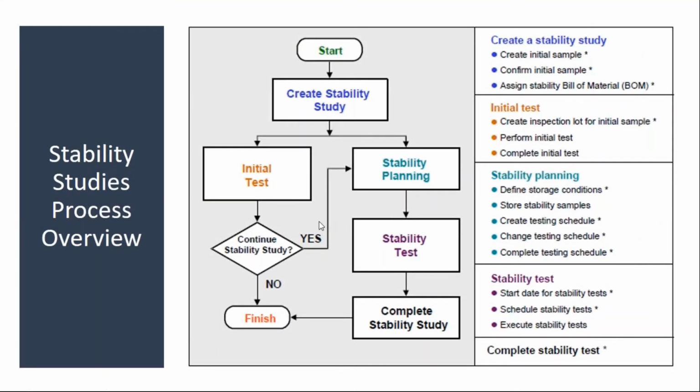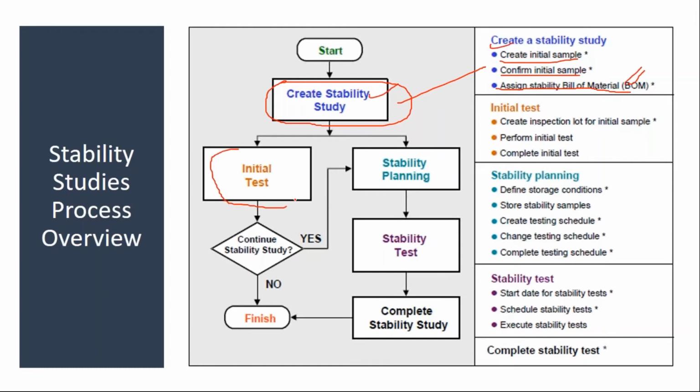So this is the process basically. In the system, first we need to create the stability study. This is done through a quality notification. In the create stability study phase, you create the initial sample, you confirm the initial sample. If required, you assign a stability bill of material. This is optional, not mandatory. So in this phase, you do this.